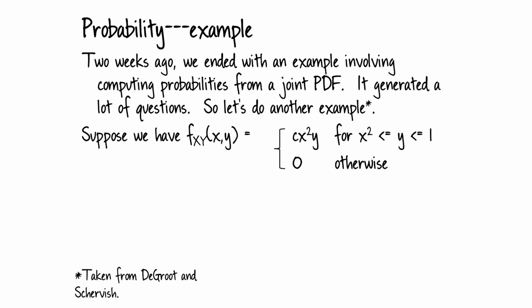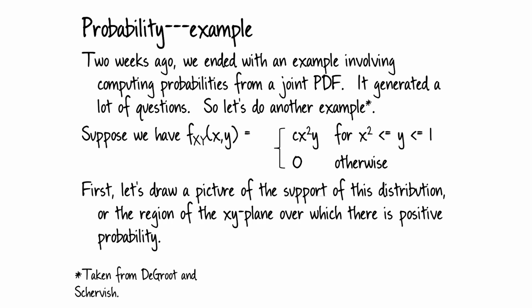Okay, so suppose we have a joint PDF, little f of x and y. And it's just equal to some constant times x squared y for these values of x and y, okay? And it's equal to 0 otherwise. Well, before we do any kind of calculations, let's first draw a picture of the support of this distribution. What is the support of a distribution? Well, it's the region of the xy plane over which there is positive probability, okay? So just as a first step, let's make sure we understand what the support is.